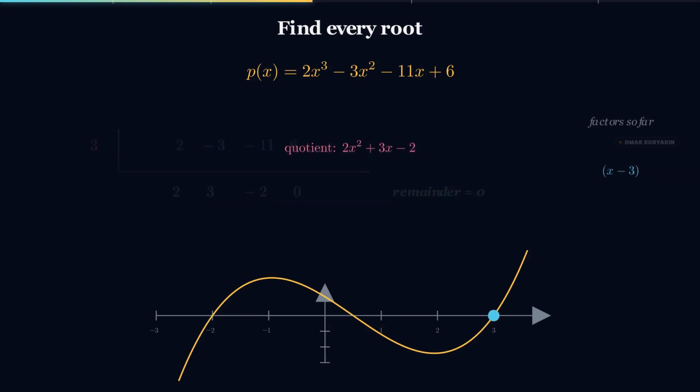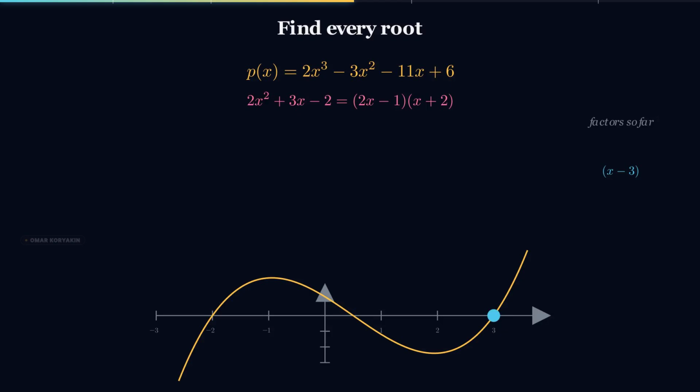3 is a root. Drop a dot at x equals 3 on the curve and slide x minus 3 into the factor list on the right. The bottom row of the table gives the quotient 2x squared plus 3x minus 2. Now the polynomial has dropped from degree 3 to degree 2 and the rest is just a quadratic. Factor the quadratic. 2x squared plus 3x minus 2 splits as 2x minus 1 times x plus 2.